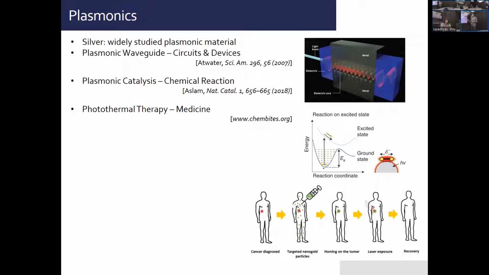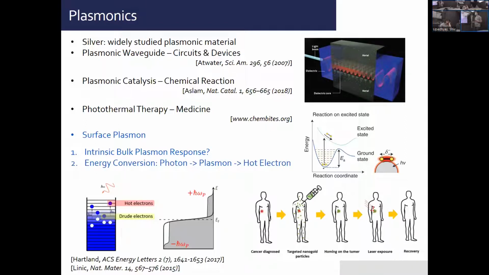Because plasmons can couple light into electron energy, this energy can be used to, for example, kill cancer cells or excite the electrons from the ground state to catalyze chemical reactions. However, most of these applications involve the surface plasmon. What about the more intrinsic bulk plasmon response? Another question is the energy conversion efficiency.